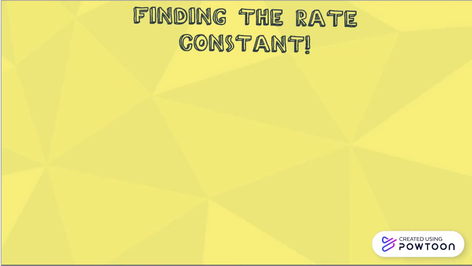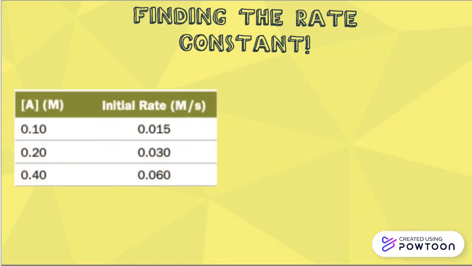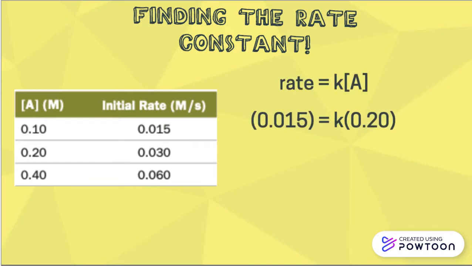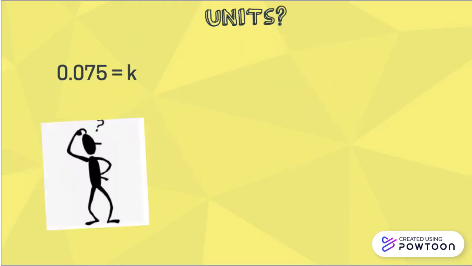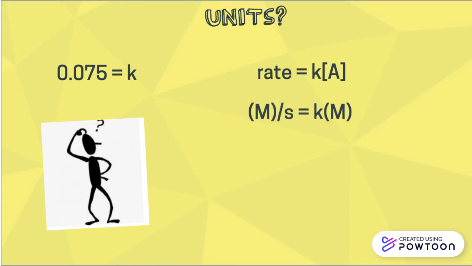We can find the rate constant by using the experimental data. We simply plug in the known values into our rate law and solve for K. To find the units for the rate constant, we start off by writing our rate law. We know that the units for the rate of a reaction are molarity per second, and the units for concentration are molarity. When isolating K, we can find the correct units.